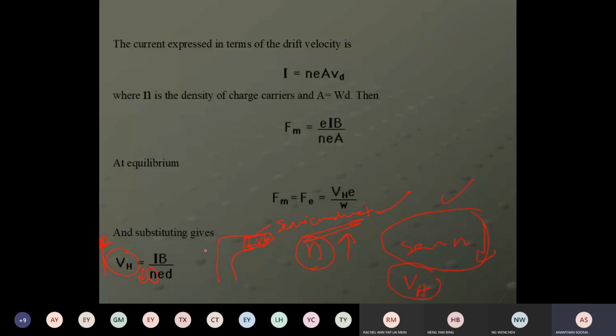Then they ask why the slice must be thinner. Because Hall voltage and thickness are inversely proportional. So a thinner slice can give you a significant Hall voltage. Those are the two questions they have asked so far in the exam.